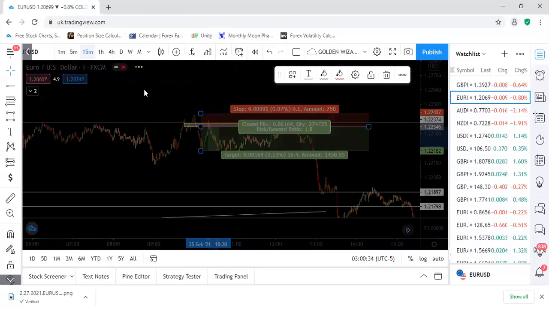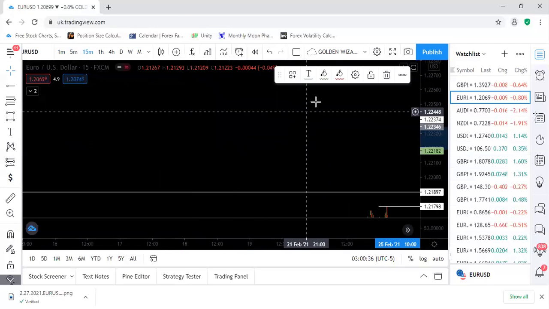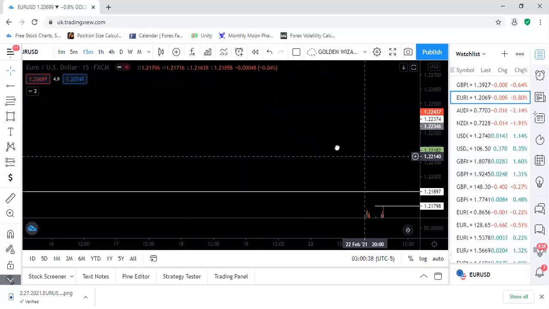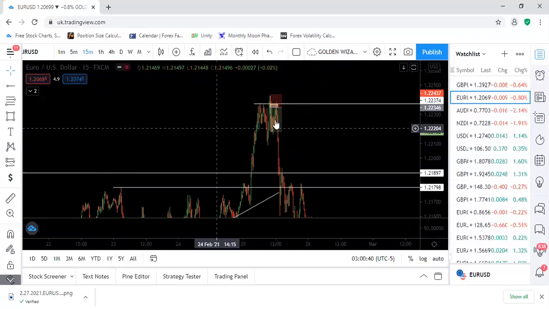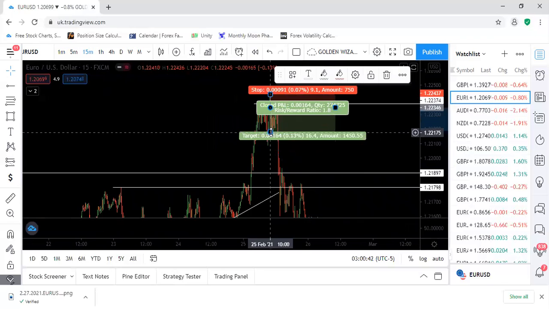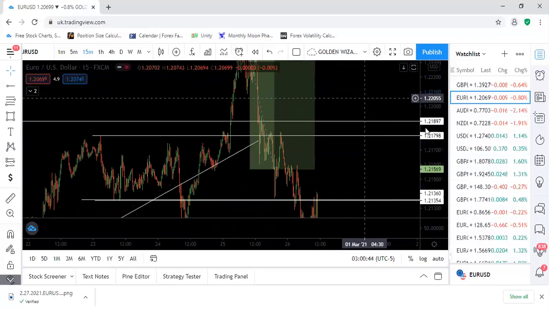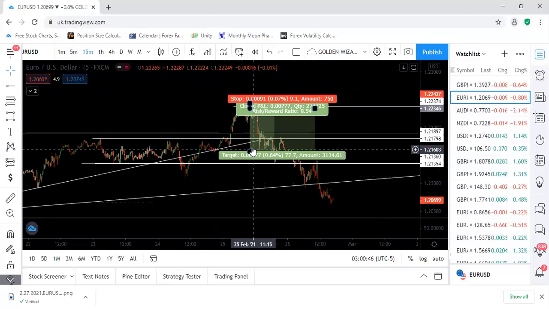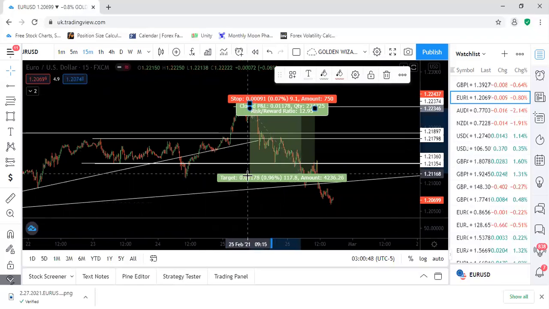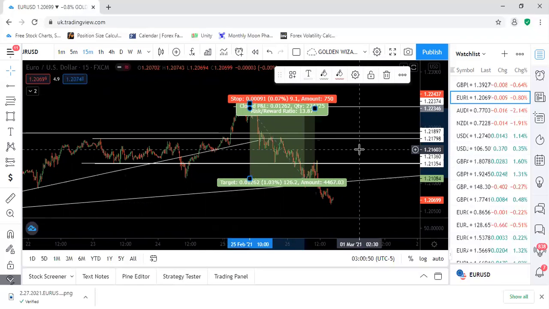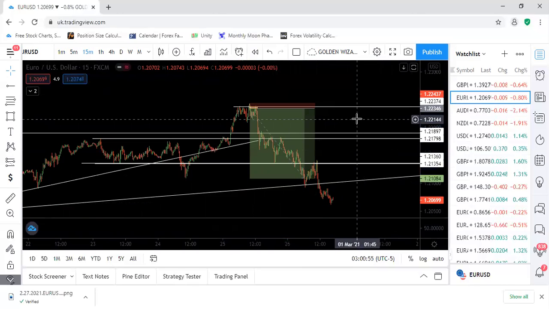Let's go out to the 15. Got a 9 pip stop with 70 pips. Let's say you took it to this low, 125 pips, take profit. So again, to me, that's a clean setup. But again, it's not something I'm focusing on.